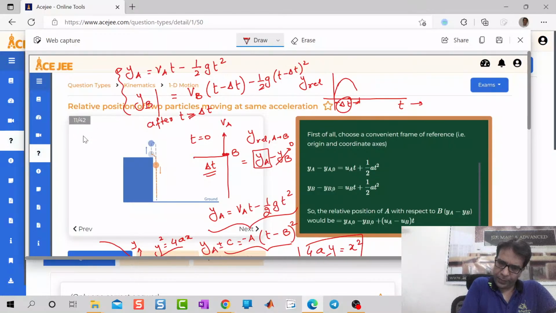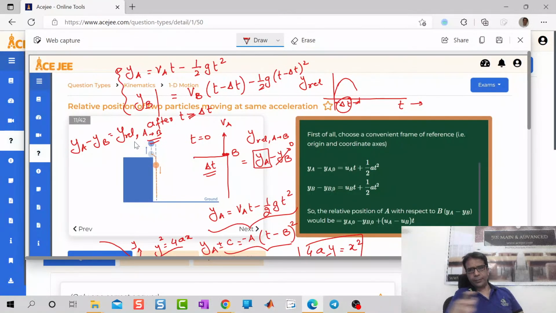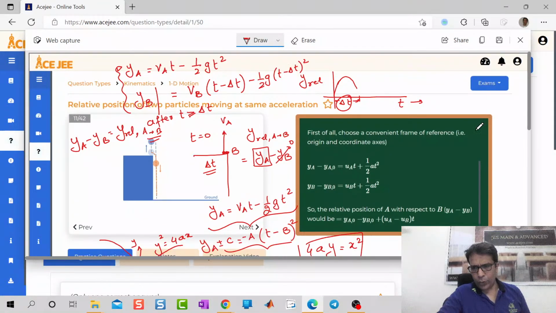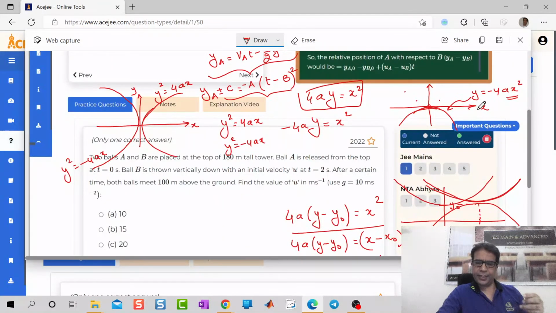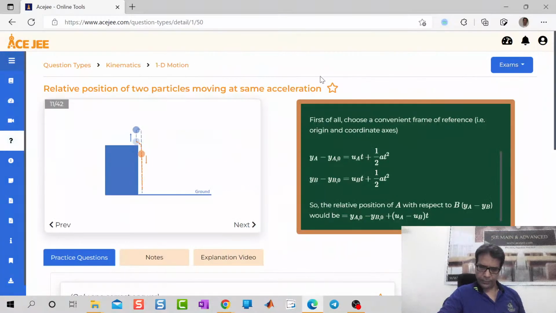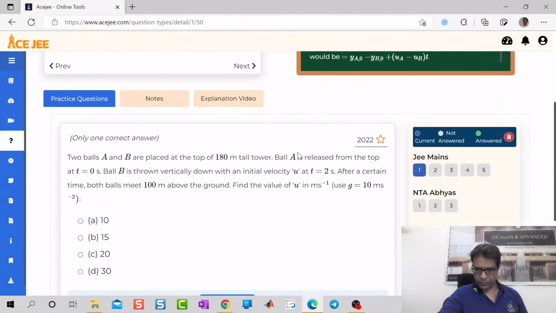Now if you subtract the two, you will get the expression for relative position of A with respect to B. Yes, Peter? If you are okay, let's practice this concept with a few sample questions here. So after delta t, why is the equation for ya still having t square? Like why not t minus delta t?